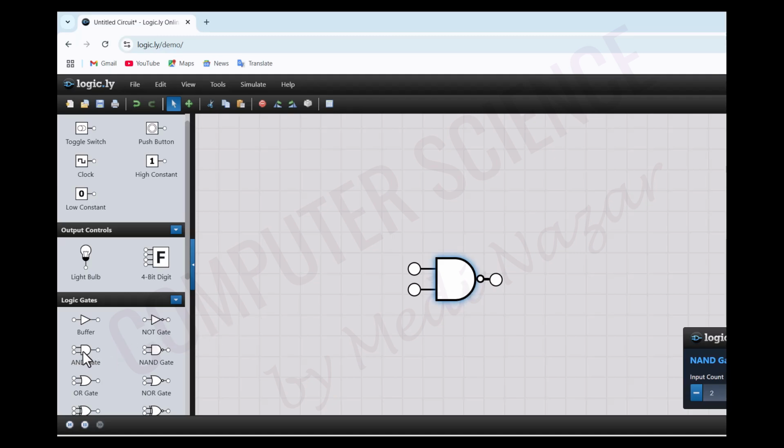Let's get an AND gate. Okay, so this is an AND gate and this is a NAND gate. The only difference is that there is a bubble here at the output side. So if you see an AND gate with a bubble, that is a NAND gate.